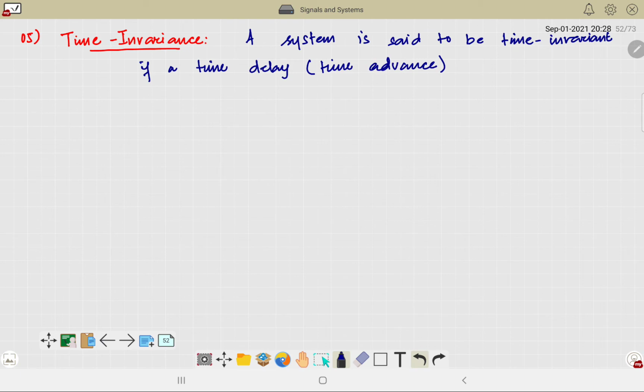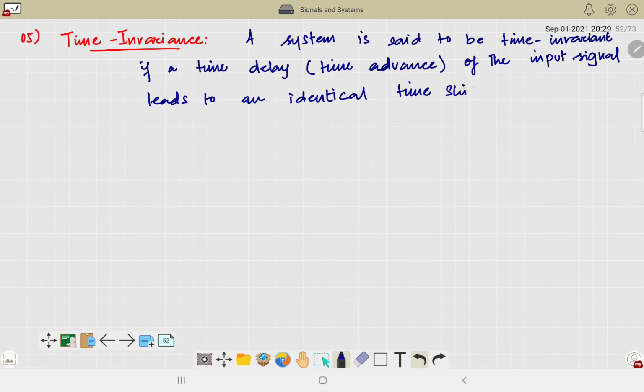So a system is said to be time invariant if a time delay or equivalently a time advance of the input signal leads to an identical time delay or time advance. So let me generalize it: leads to an identical time shift. Shift can be right or left, it may be delay, it may be advance, in the output signal. Fine.